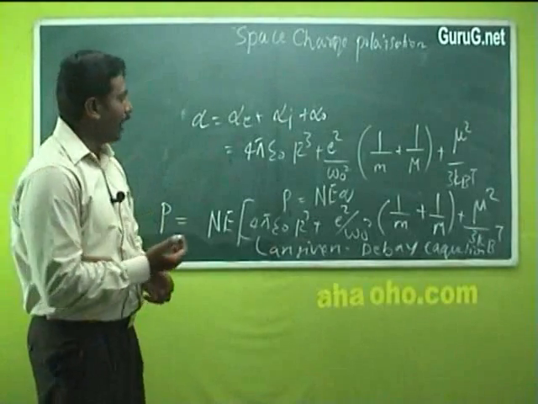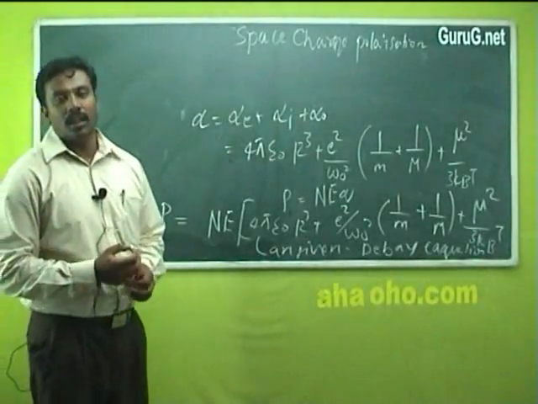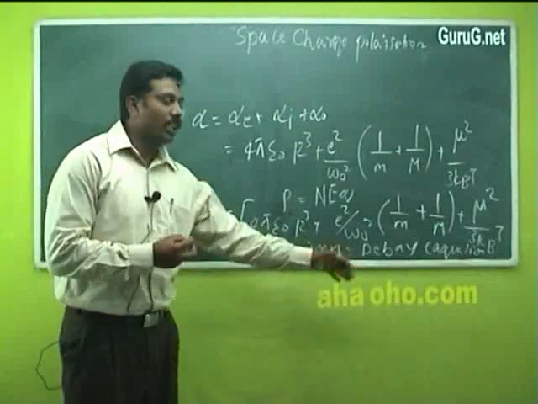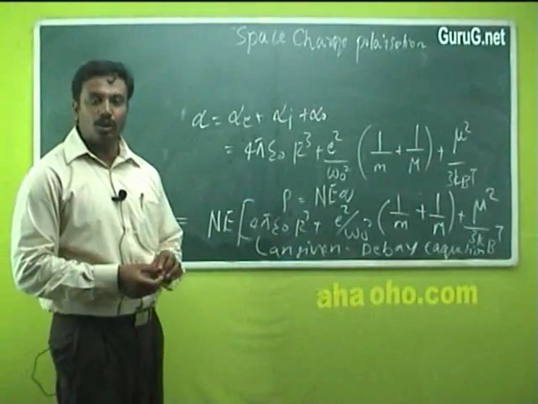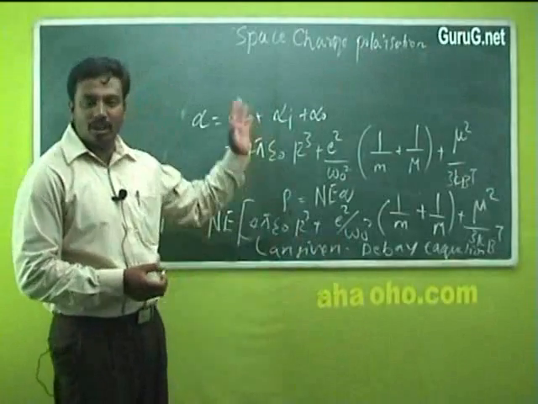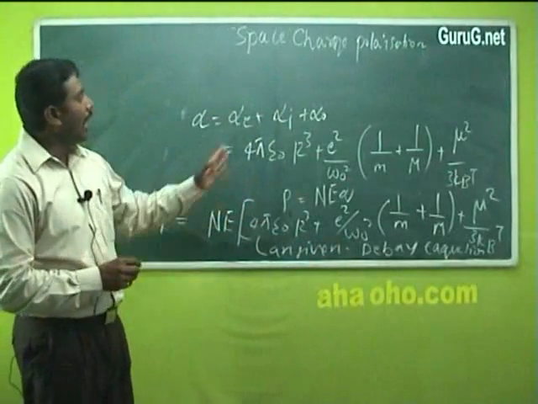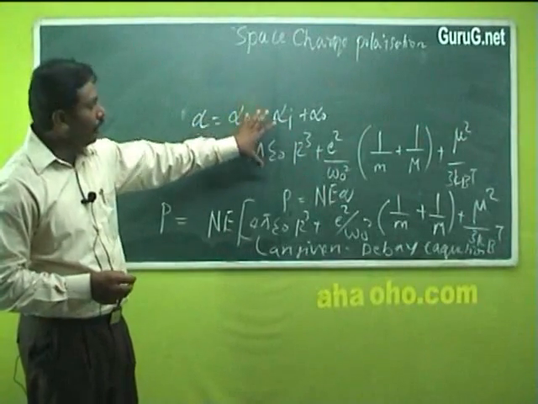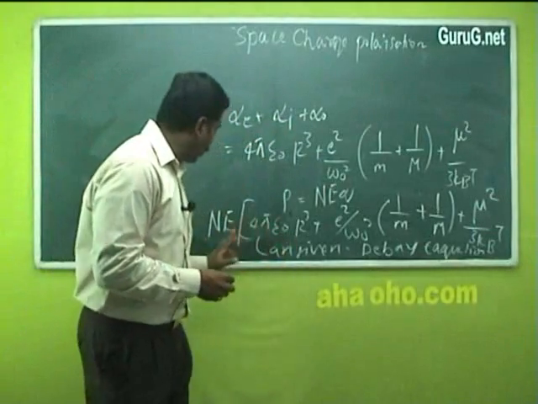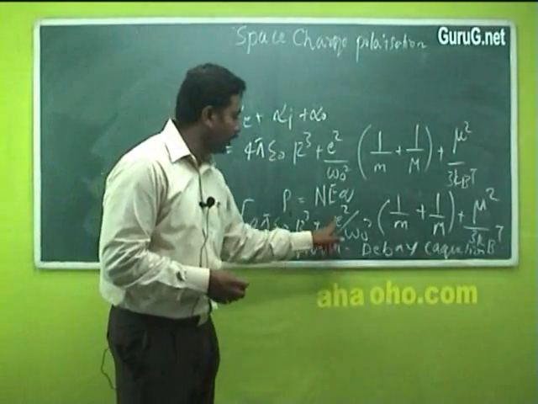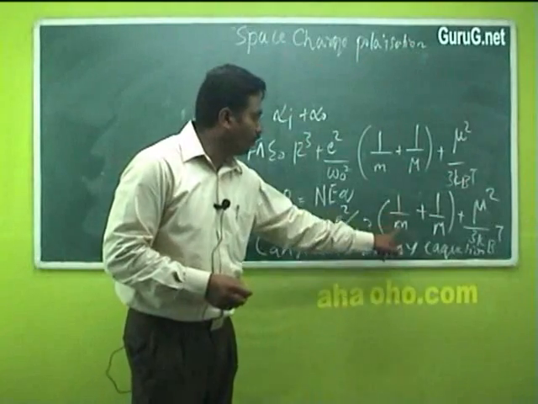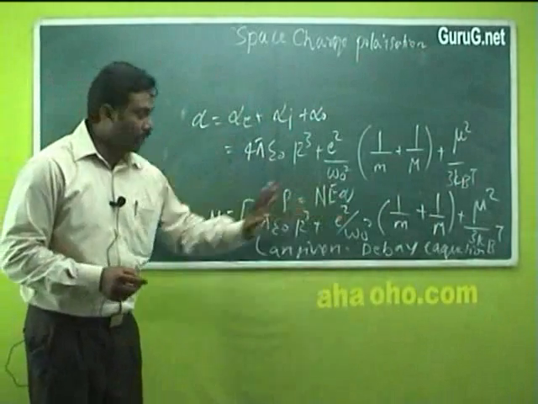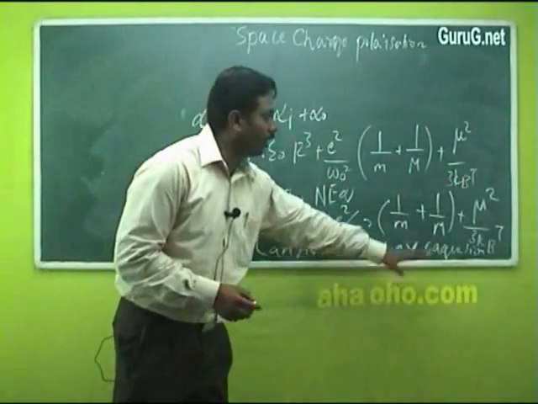In the examination they may ask you a question: explain the different types of polarization in dielectrics, or derive the Langevin-Debye equation. If they ask you to derive the Langevin-Debye equation, you have to explain all the 4 different types of polarization and derive the total polarization, and this final equation P is equal to N into 4 pi epsilon naught R cubed plus e squared by omega naught square into 1 by m plus 1 by capital M, plus mu square divided by 3 k B T. You have to derive this equation, and this equation is called the Langevin-Debye equation.